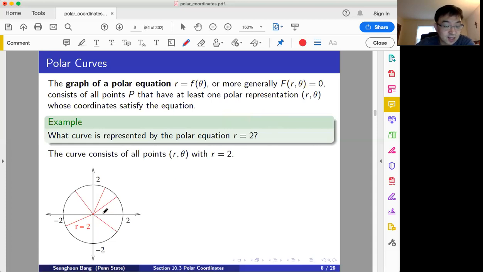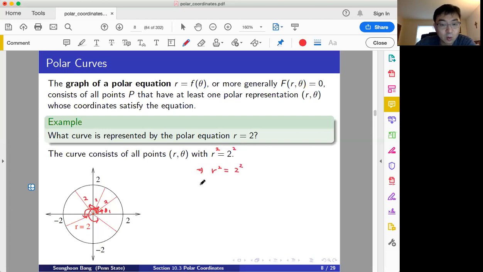Angle changes. This angle theta 1, length 2, doesn't change. Angle theta 2, length 2, doesn't change. Angle changes, length doesn't change. Exactly, a circle. So we can use the relation between polar and Cartesian coordinates. Do you remember how we can change this one to the Cartesian equation? From here, you can square both sides.